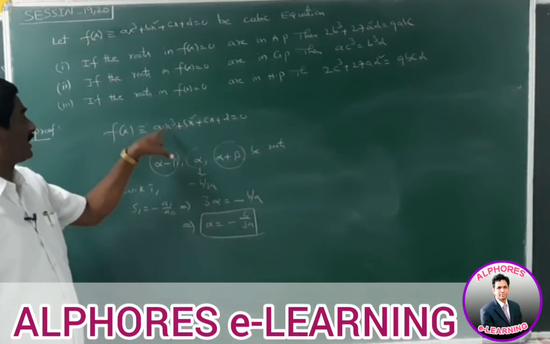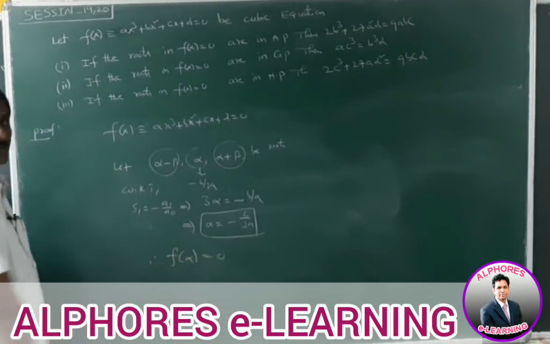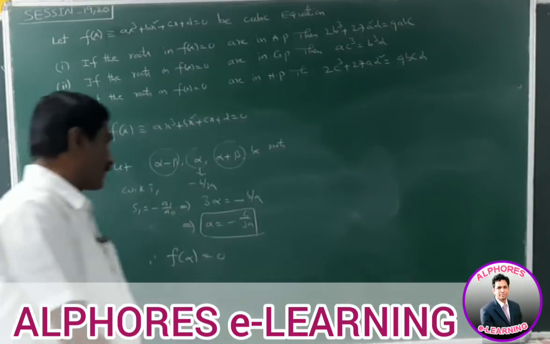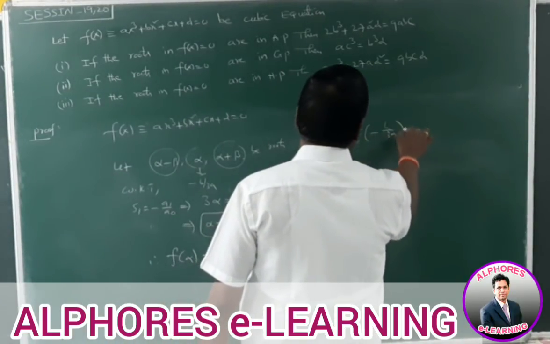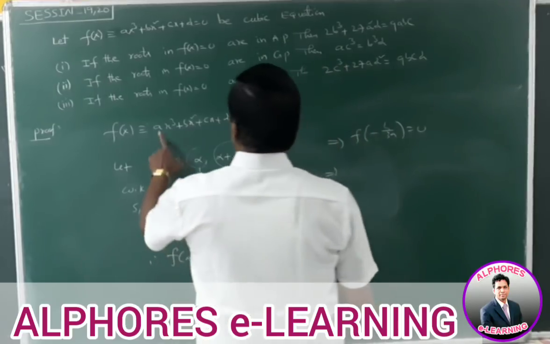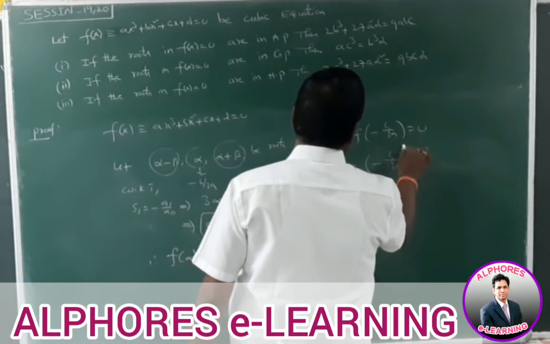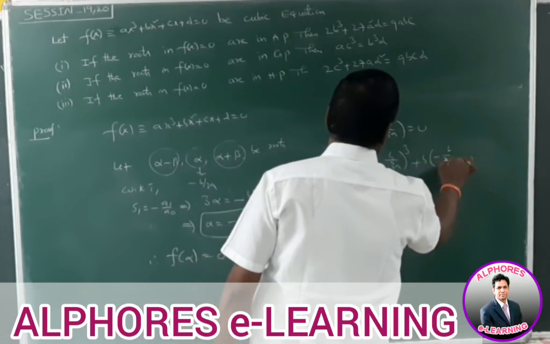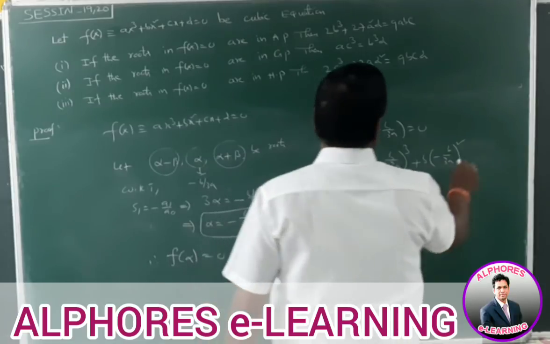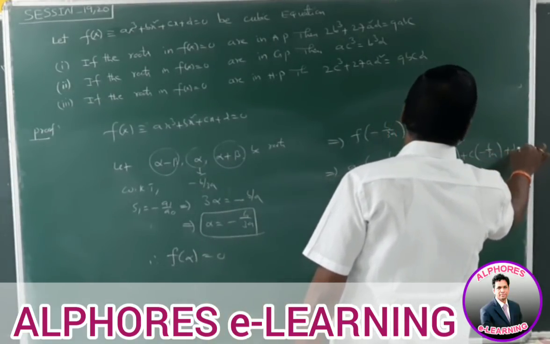Alpha is one of the roots in this equation. Therefore, f of alpha must be 0. Alpha satisfies that equation. Alpha means minus b by 3a. That means f of minus b by 3a is equal to 0. That implies a into minus b by 3a whole cube plus b into minus b by 3a whole square plus c into minus b by 3a plus d is equal to 0.